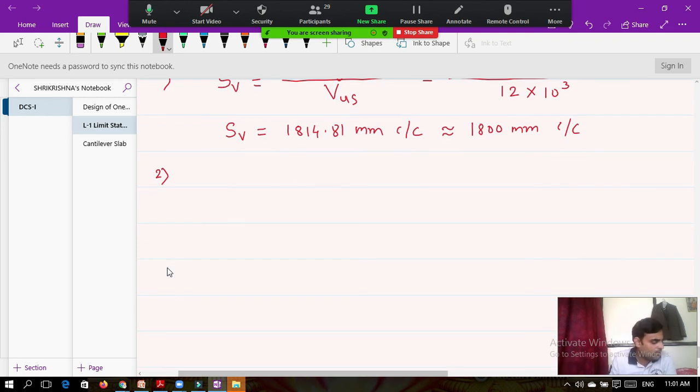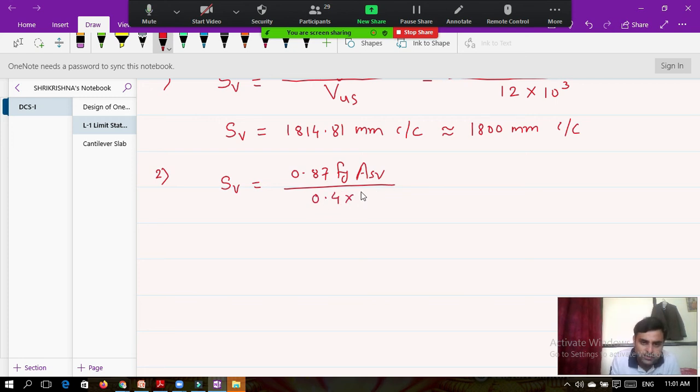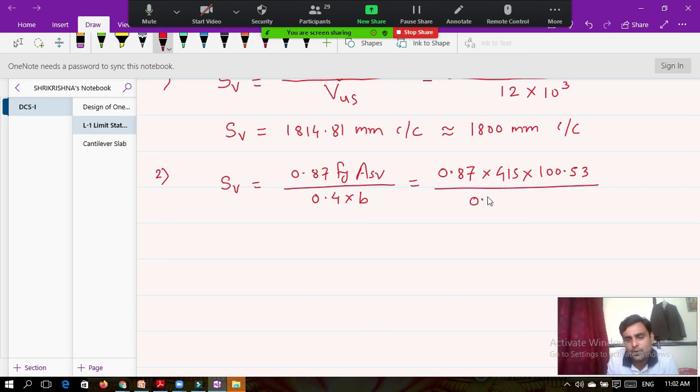The second formula to calculate the spacing is SV is equal to 0.87 Fy ASV whole divided by 0.4 into B. So the spacing will be 0.87 into Fy is 415 into ASV 100.53 whole divided by 0.4 into B, where B is 250. Now if you solve this, you will get the value of spacing. Let me know the answer.